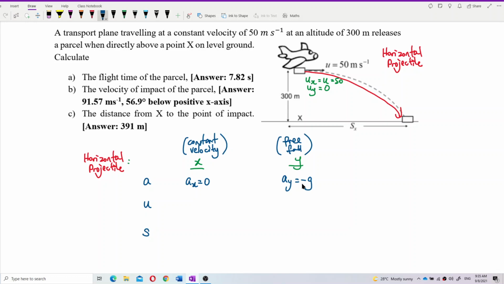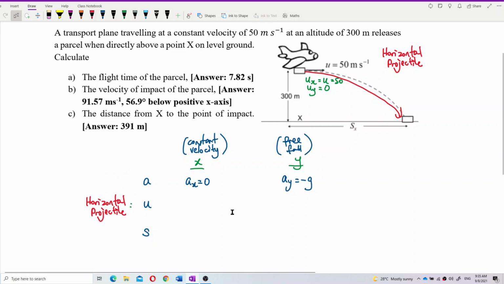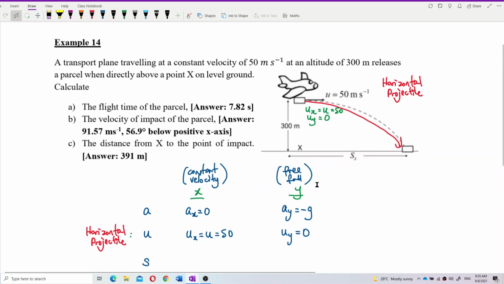Another thing is, for a horizontal projectile, the initial velocity ux is equal to u, which is 50. We can put that into the table here, and then uy is 0. Now, what else?